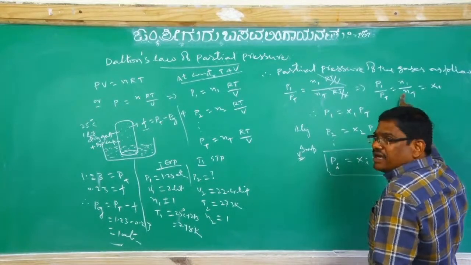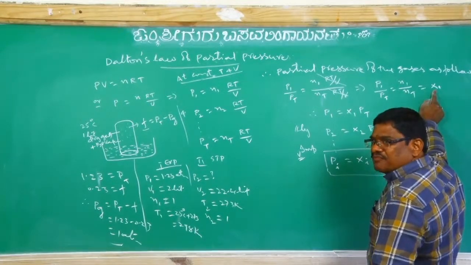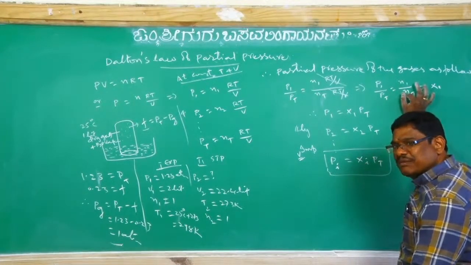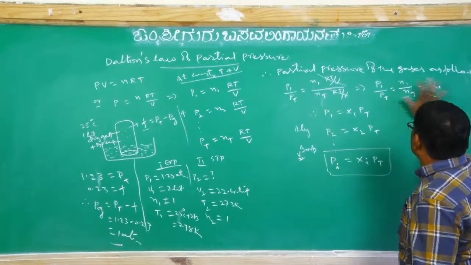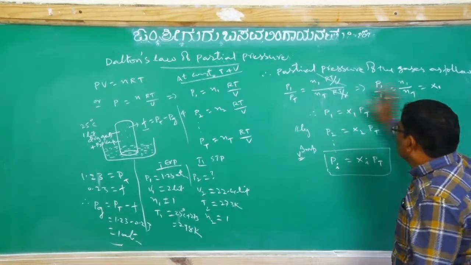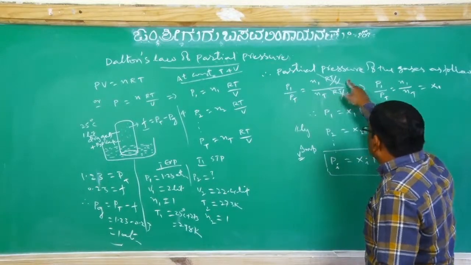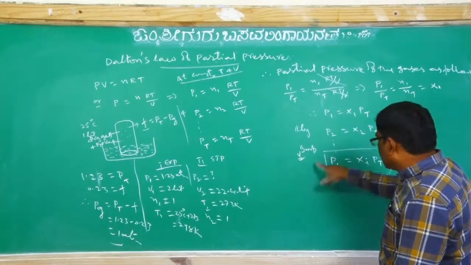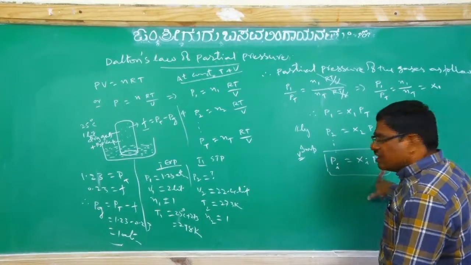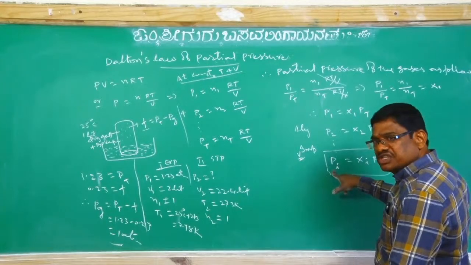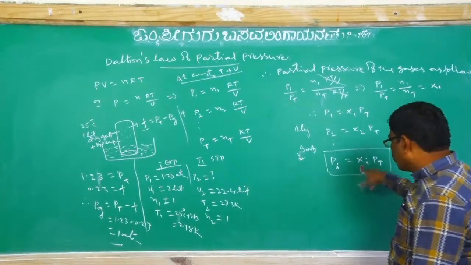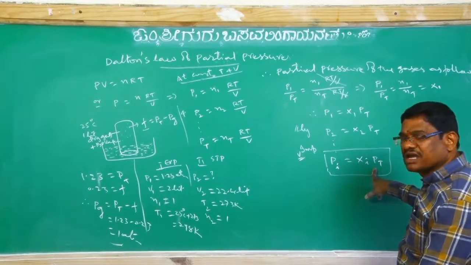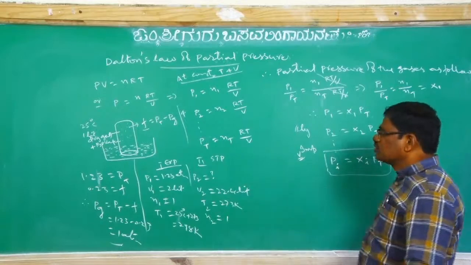That N1 by NT is what? X1. The ratio of the number of moles of the first gas to the total number of moles of all the gases in a mixture is called its mole fraction. So it is denoted with X1. So P1 equals X1 into PT. Similarly P2 equals X2 into PT, so on, PI equals XI into PT. For the ith gas, partial pressure is equal to the product of the mole fraction of the ith gas and the total pressure exerted by the mixture of non-reacting gases. Clear? PI equals XI into PT.